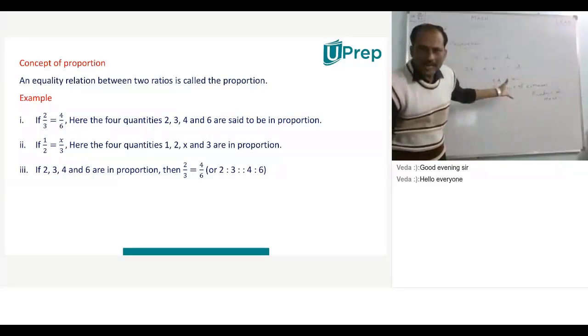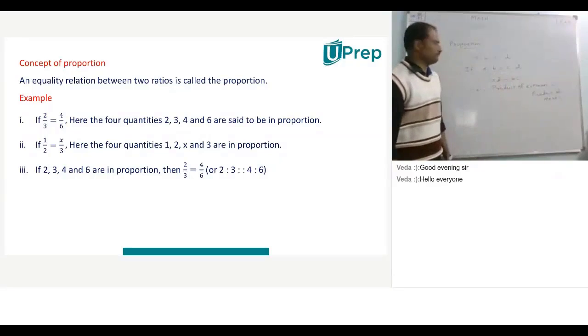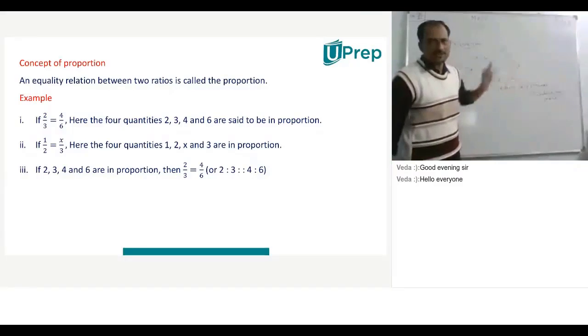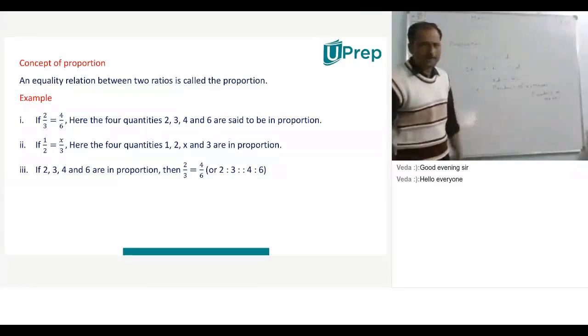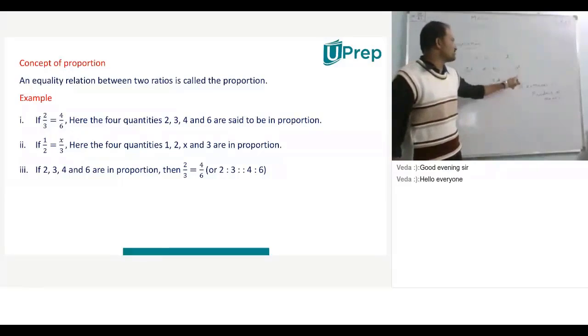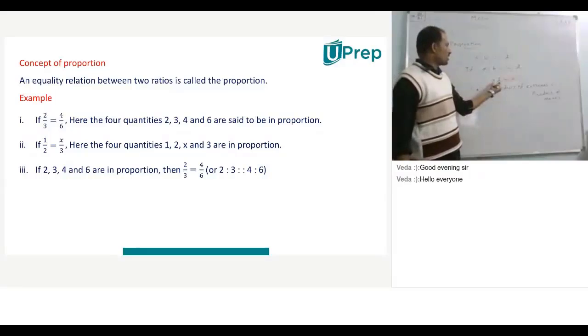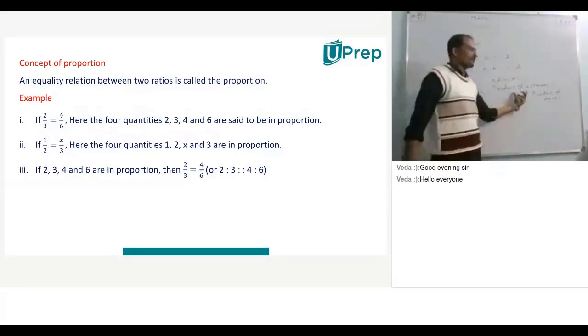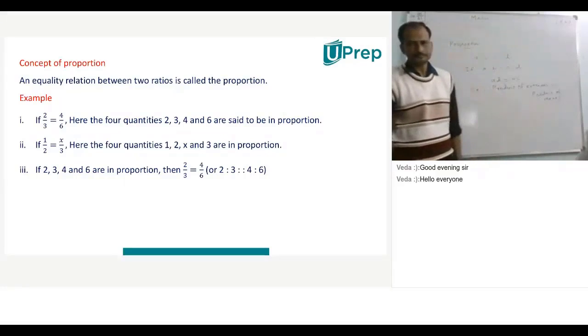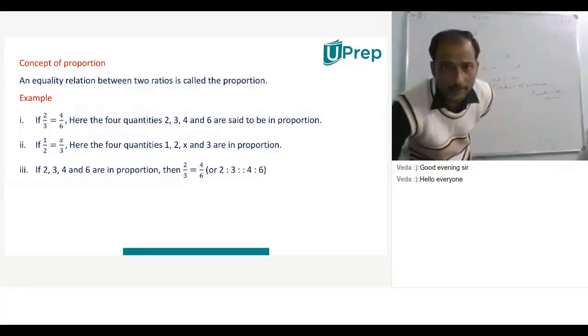I hope you all have copied up to here. A, B, C and D are said to be in proportion if A is to B is equal to C is to D, then what happens? A into D, AD will be equal to B into C, that is BC. And what is A into D? Product of extremes. What is B into C? Product of means. I hope it's clear for everyone.